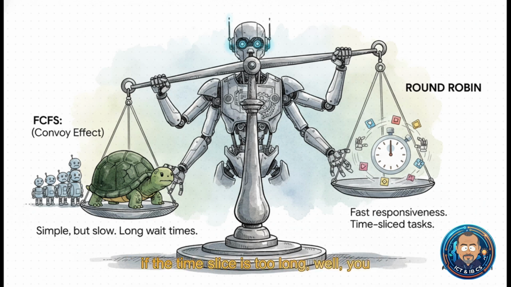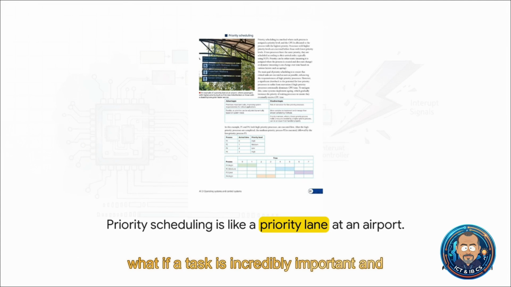But if the time slice is too long, well, you just degrade right back into the FCFS problem. It requires absolute perfect balance. But wait, what if a task is incredibly important and literally cannot wait its turn in the round robin? That brings us to priority scheduling.